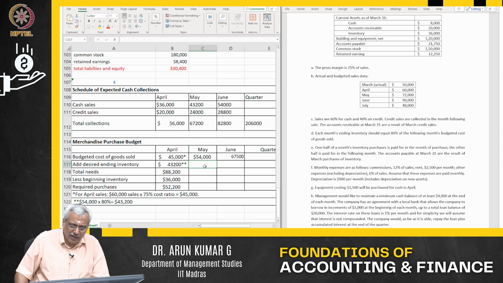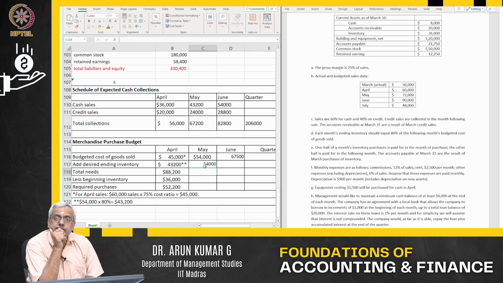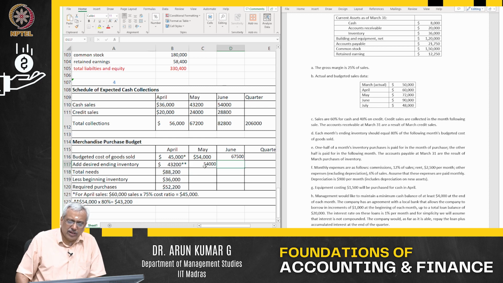So, for the month of May, what is the cost of desired inventory? This into 0.8 is going to be the desired inventory. For the month of June, what are you going to do? No problem. I have the sales of July, given as 48,000. What is the cost of goods sold? 75% of it. And 80% of it, I will have as my ending inventory, and this is my desired ending inventory.